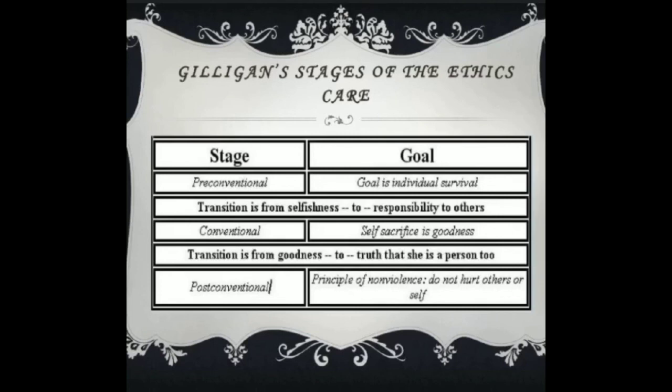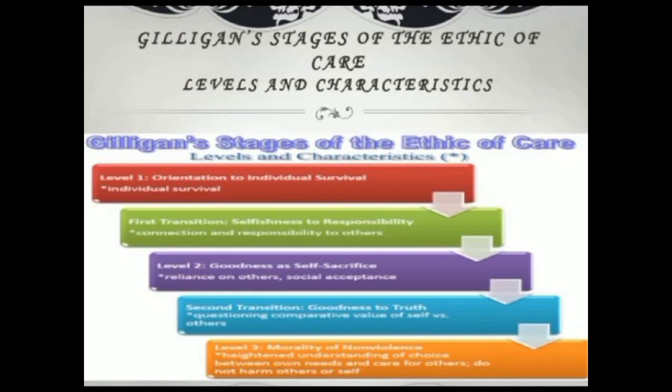The stages up to its goal. The pre-conventional goal is individual survival. Transition is from selfishness to responsibility to others. Conventional goal is self-sacrifice as goodness. Transition is from goodness to truth that she is a person too. Post-conventional is the principle of non-violence: do not hurt others or self. So we also have Gilligan's stages of the ethics of care, levels and characteristics.